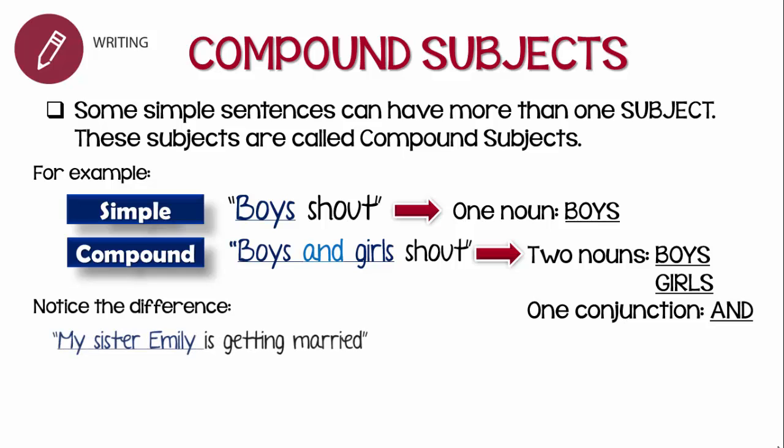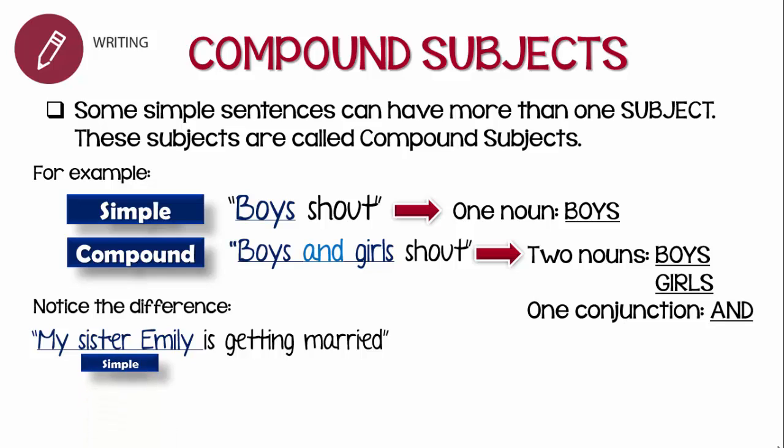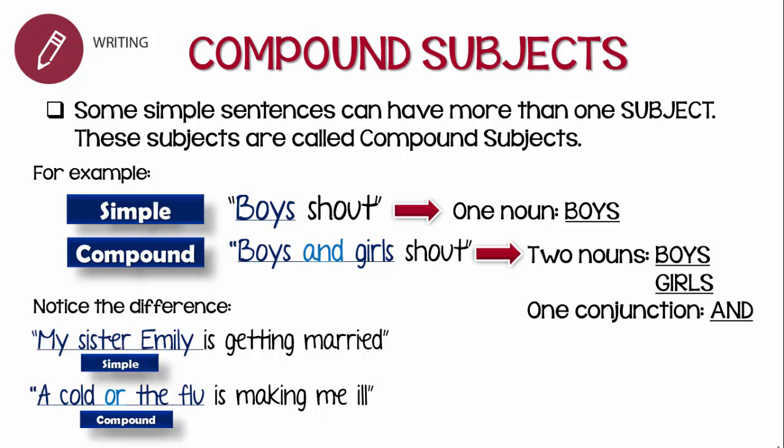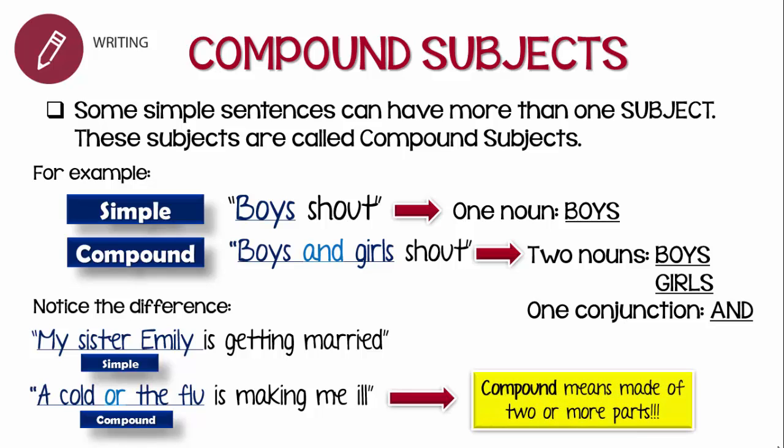Notice the difference. My sister Emily is getting married. This is an example of a simple subject. Emily is the only subject of the sentence. A cold or the flu is making me ill. This is an example of a compound subject. Compound means made of two or more parts. In our previous example, a cold and the flu are the two parts of the subject.